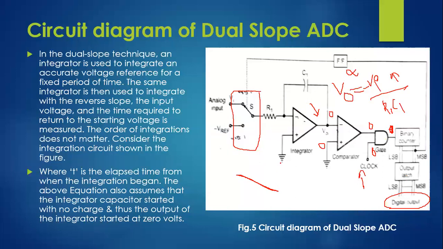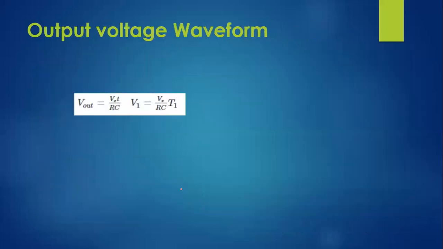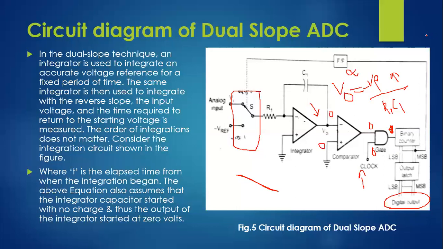Now at t equal to 0, the first output can be represented like this: V0 is equal to minus Vi by R1 into C1. This is one part. Next, we are switching this switch to the minus reference voltage. This minus reference voltage represents another voltage that is applied to this integrator circuit. So here we are applying a negative voltage, so the output of this integrator is negative.